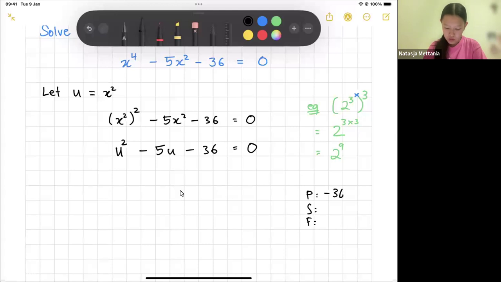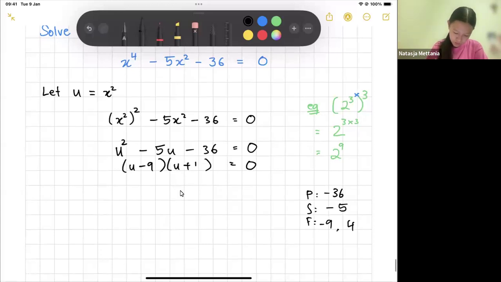My product is negative 36. My sum is negative 5. My factors, if I trial and error it, are negative 9 and positive 4. And what I'm going to do is factorize. Now here it's going to be u, not x, in each of the brackets, then I'm going to put my factors in. Once I've got my factors, I'm going to just solve it.